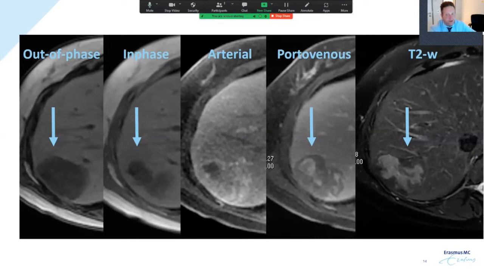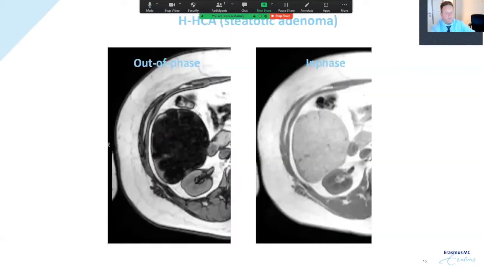All solid parts are homogeneously suppressed on fat suppressed imaging. This is another typical example of a steatotic adenoma becoming black on the out of phase, the left side. No biopsy is needed in this case. Simple follow-up can be advised since there is a very low chance of complications.